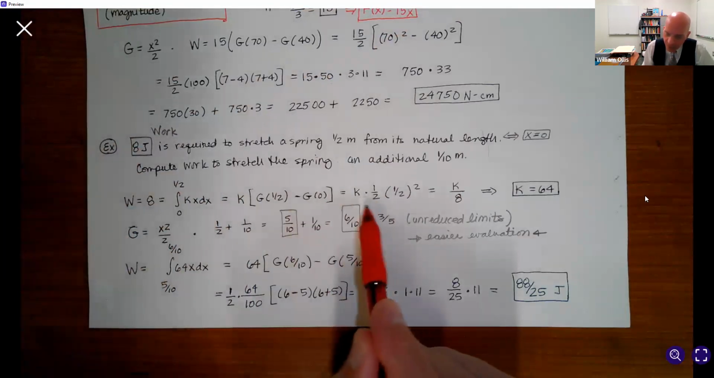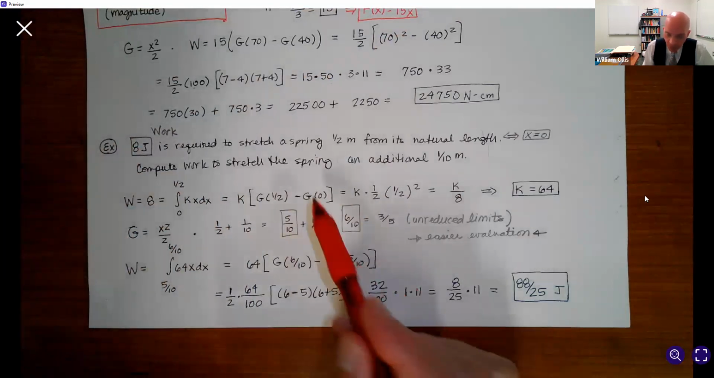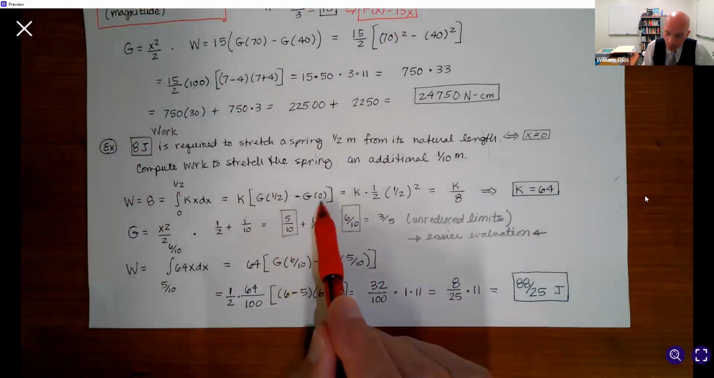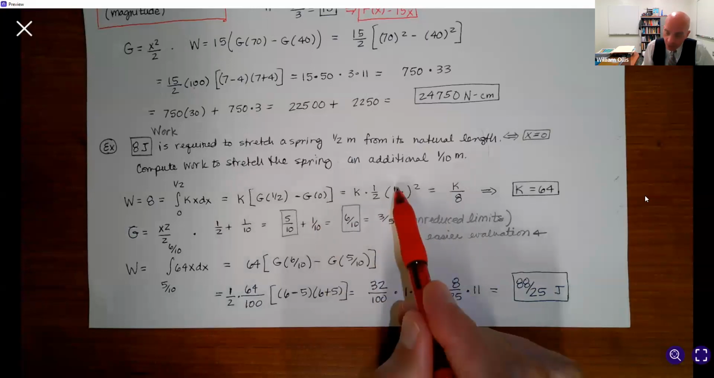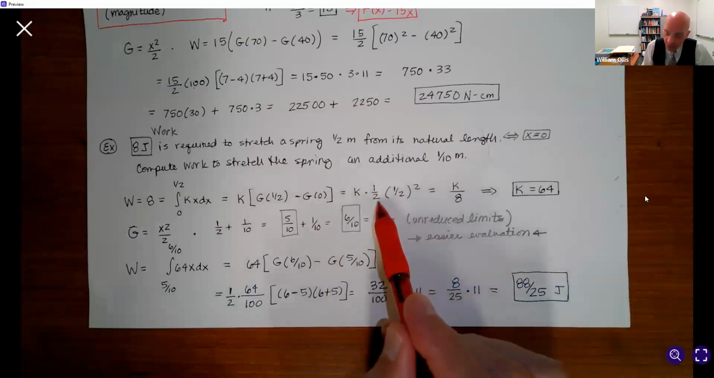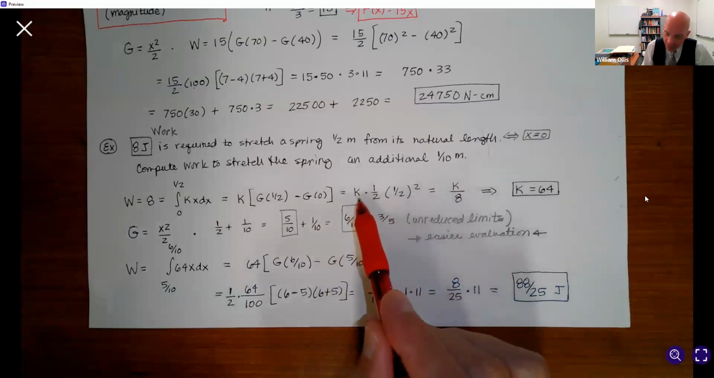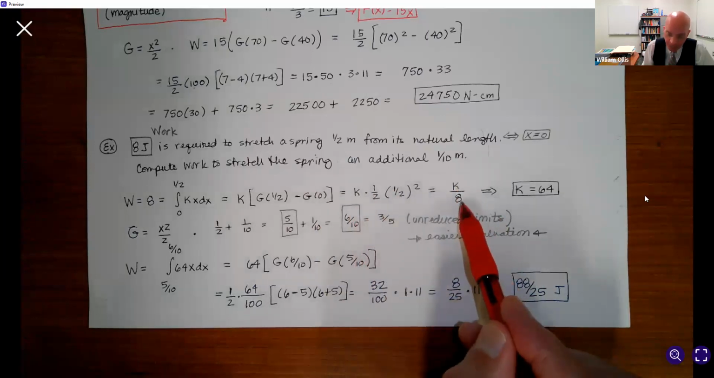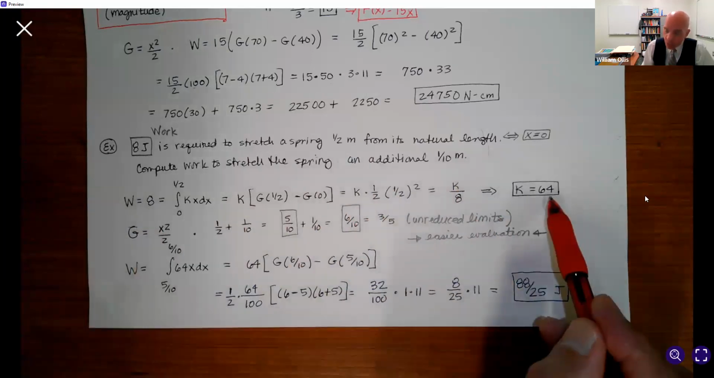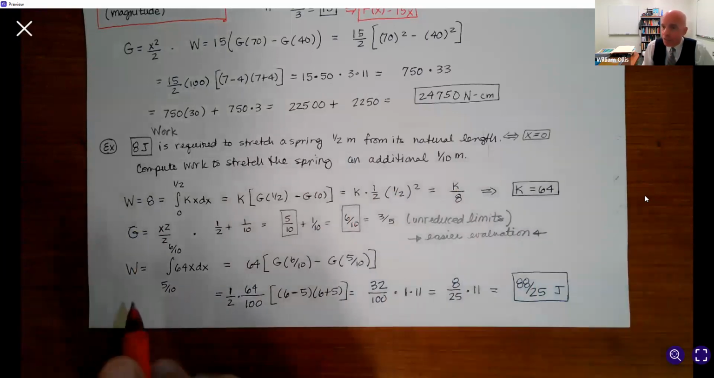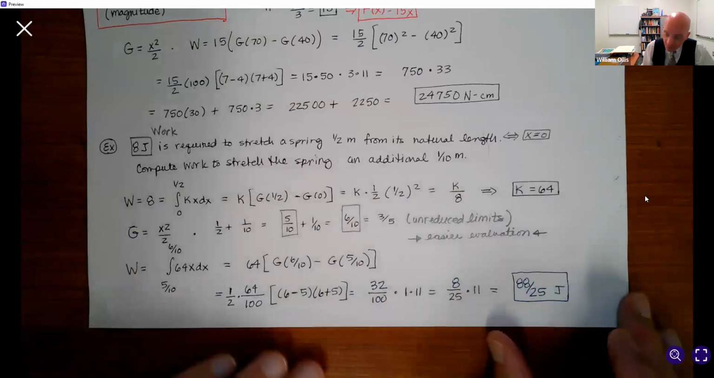So now we do the same thing here and think about, okay, well, we've got G of 1/2 and we've got G of 0. The G of 0 is clearly 0. So we have 1/2 squared times 1/2, which gives us 1/8 times K. So we have K over 8 is equal to 8, cross multiply, and K has a value of 64.